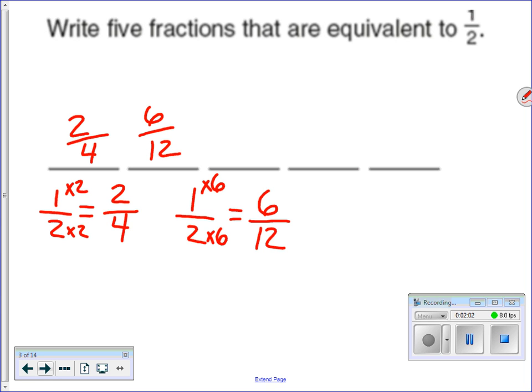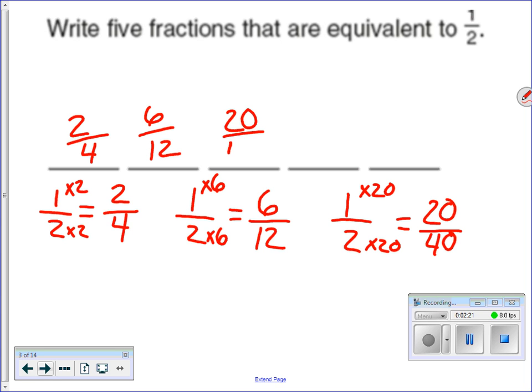I'm going to do another one here. I'm going to go ahead and do 40. How did I get 40 in this denominator? Well, I took 2 times 20. So I'm going to do that in the numerator as well. I'm going to have 1 times 20 here. Gives me 20 over 40. And I know that 20 over 40 is equivalent to 1/2.